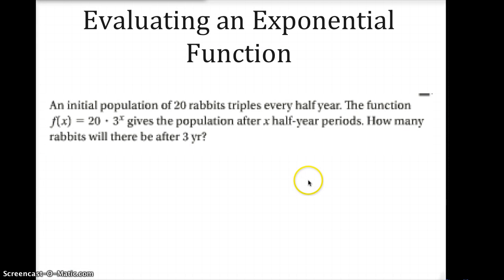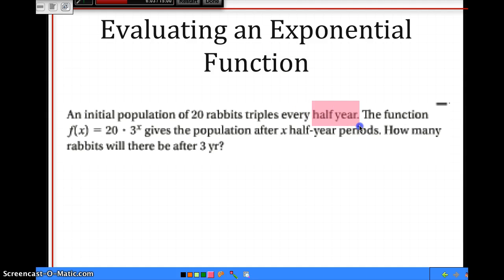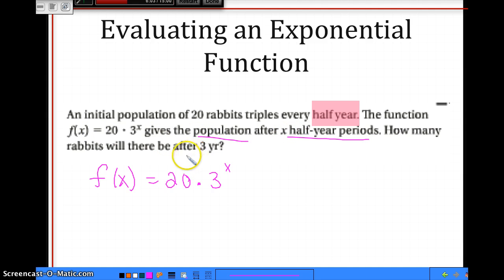All right, evaluating an exponential function, we're probably going to need a calculator on this. It says an initial population of 20 rabbits triples every, be careful right here, half year. It's part of the formula. They're giving me a function, f of x really stands for y, but it's a function of x, where 20 times 3 to the x power is an equation that gives the population after half-year periods. So the question is, how many rabbits will there be in 3 years?